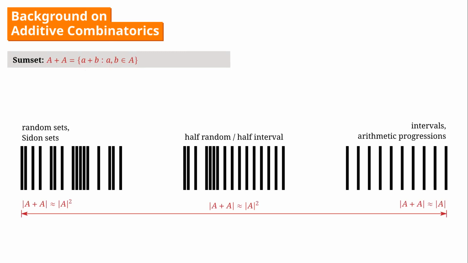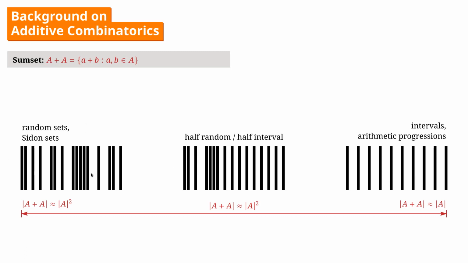Here I'm depicting 3 kinds of sets. At the 2 extremes, at the left, there is a random set, just drawn uniformly from some universe. And on the right-hand side, there is some very structured set. Think about an interval or an arithmetic progression. In the middle, it's half-half. Okay, well, so let's see, how does the size of the sum set behave in these cases?